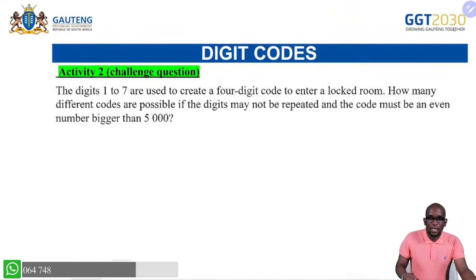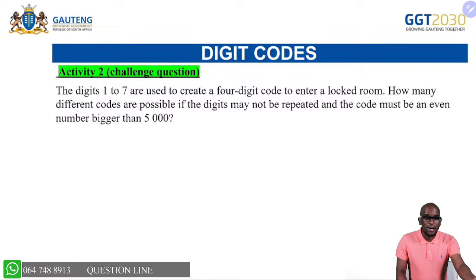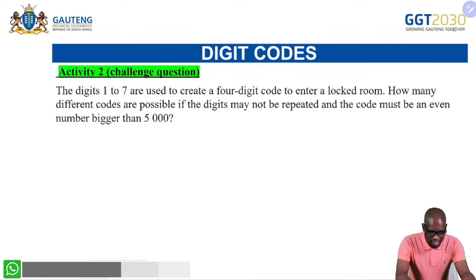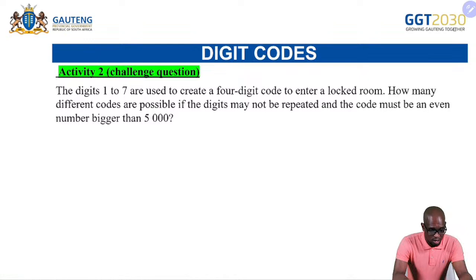Hello and welcome back. Right, I hope you enjoyed playing around with this level 4 type question. Right, let's check this one out. The digits 1 to 7 are used to create a 4-digit code to enter a locked room. How many different codes are possible if the digits may not be repeated and the code must be an even number bigger than 5,000? This question was in November 2016 paper 1.